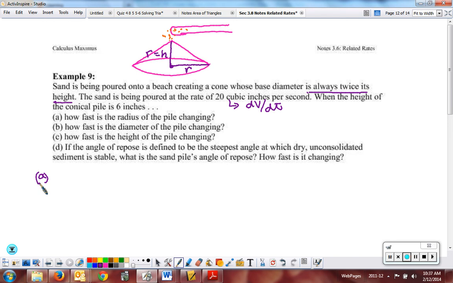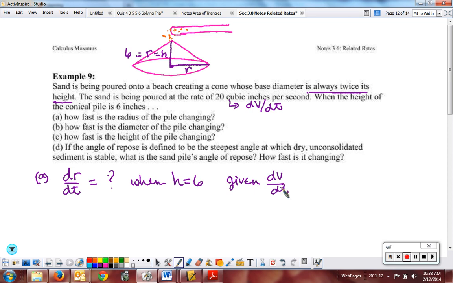How fast is the radius of the pile changing? Oh, I have an instant. Height is 6 inches, so let's put that in right there. So I have a variable and an instant. All right, what am I looking for in A? dr/dt. And when am I trying to find this? When h equals 6. And what was I given? dV/dt.